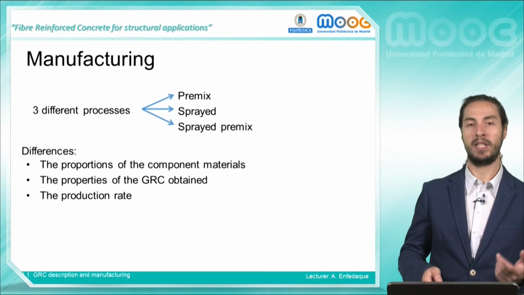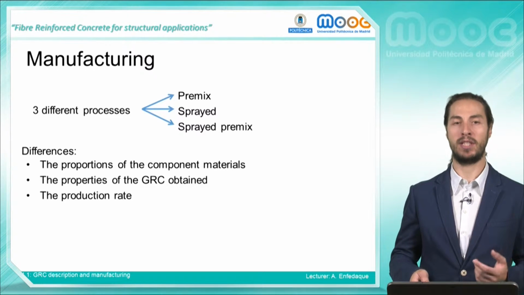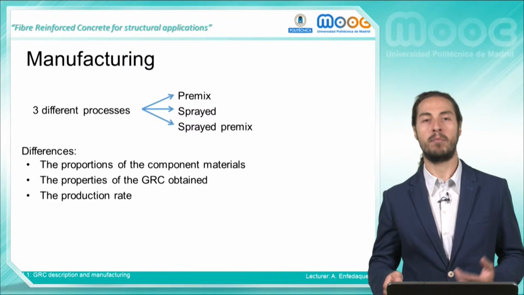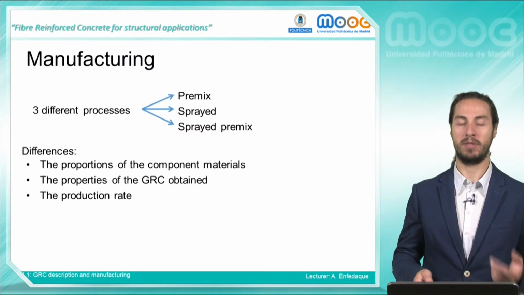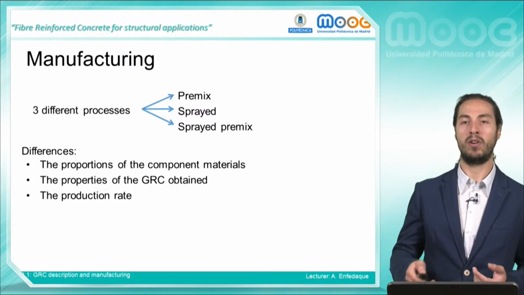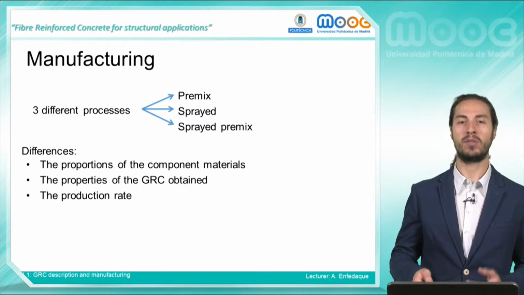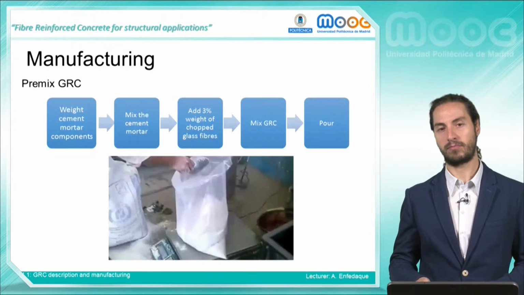Another point that should be highlighted is that the properties of the GRC obtained vary not only due to the changes in the amount of fibers added, but also due to the change in the length of the fibers used. While in the premix method and in the spray method, only one length of fibers is added, in the spray premix method, usually two different lengths are used.